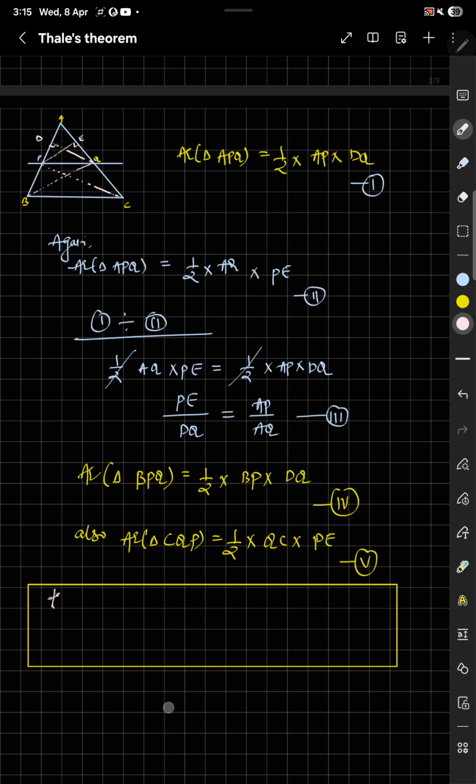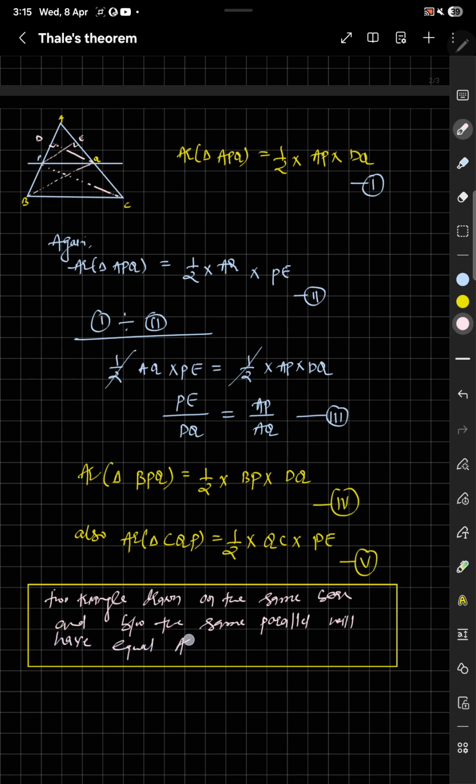Two triangles drawn on the same base and between the same parallels will have equal area.